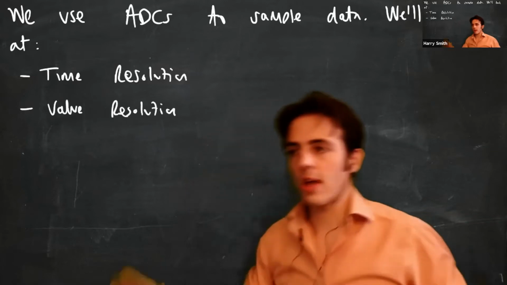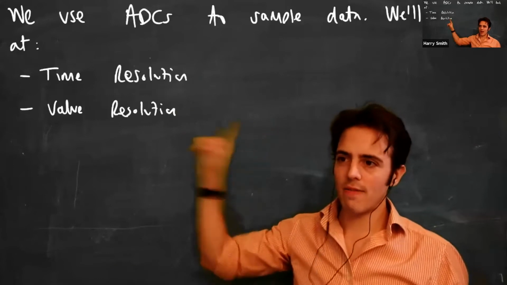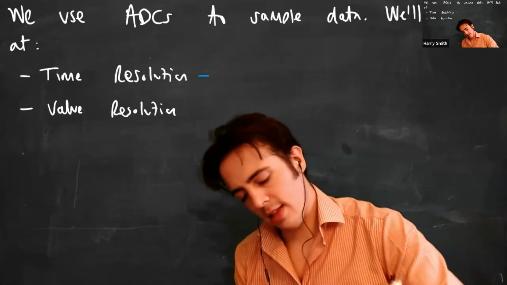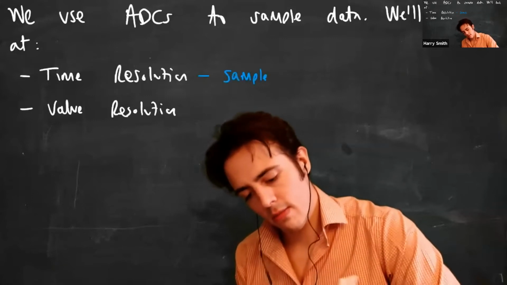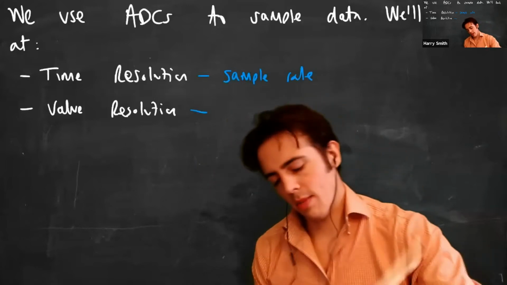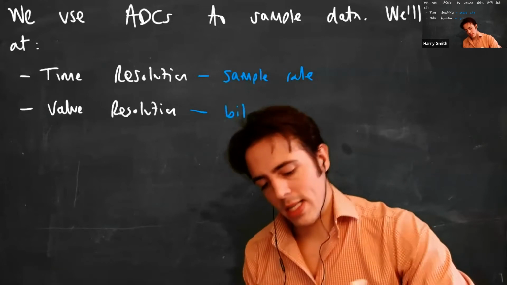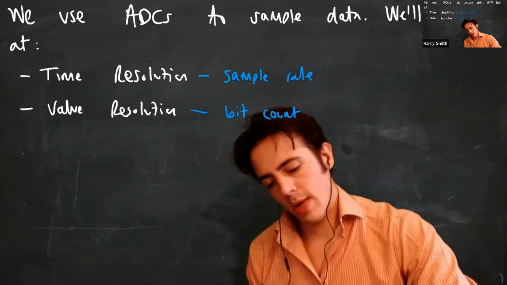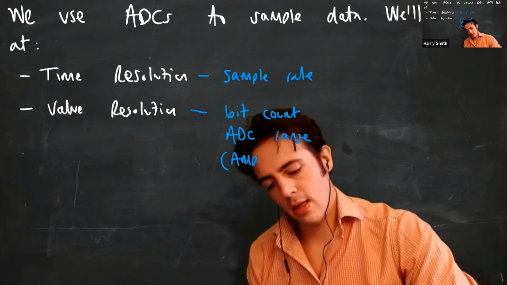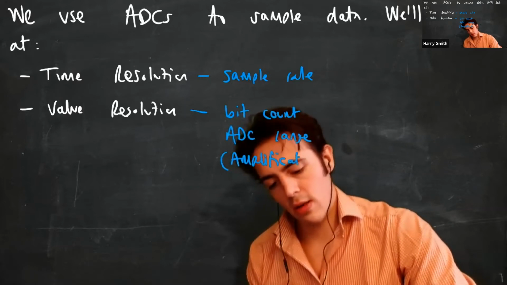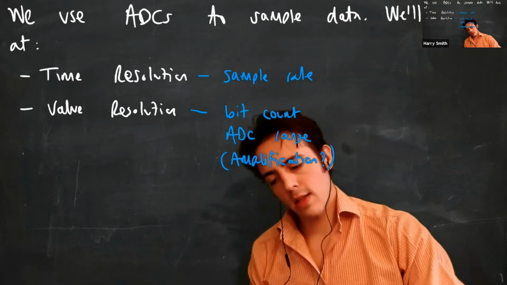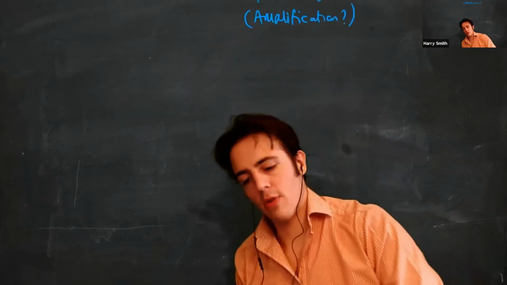So we're going to look at these two things separately, time resolution and then value resolution. Time resolution sets effectively what our sample rate is. And then value resolution, there's lots of things that can go into this. This comes down to something called bit count, and then we're going to look at ADC range, and then I'll put in brackets here amplification, because we might need to think about amplifying some of these signals. So let's have a look first at this time resolution, how we choose that.